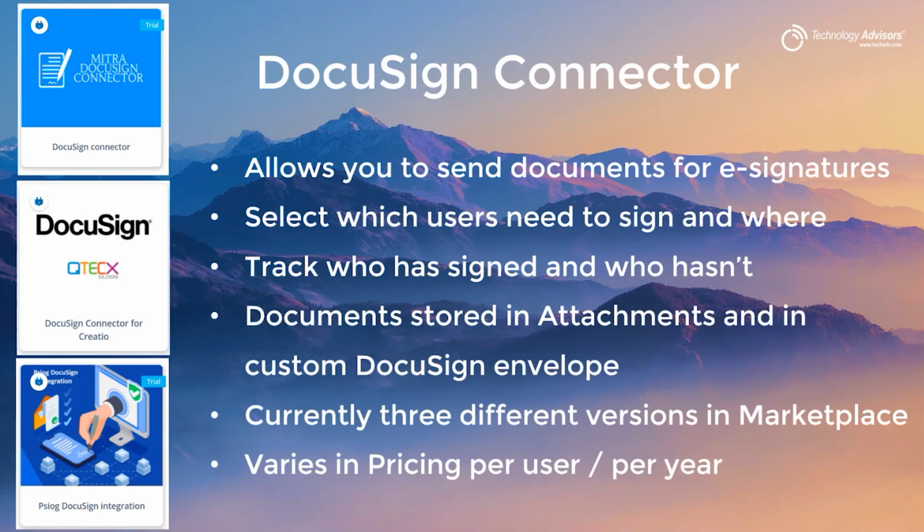They have features that let you select which users need to sign and where they can sign. It tracks who has signed and who hasn't signed. They're stored within the attachments tab in Creatio. And then there's a custom DocuSign envelope. There is some pricing difference between the three, per user per year, but they all have similar functionality of eliminating back-and-forth mailing, and you can increase your employees' productivity.